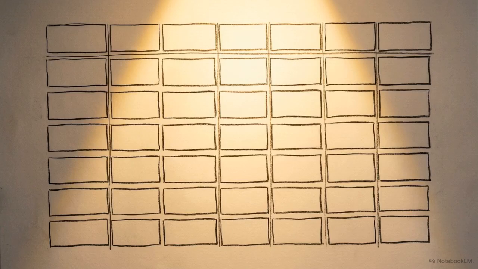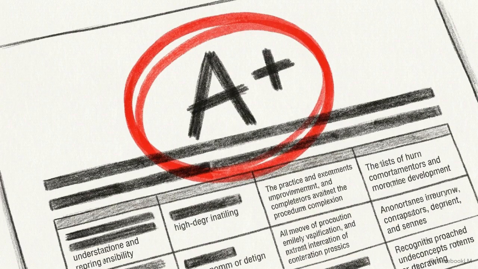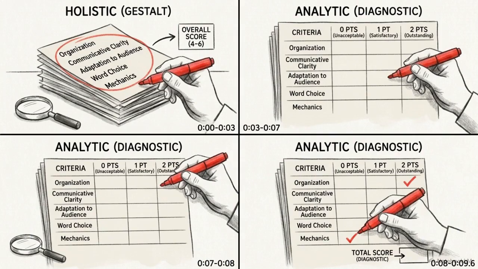You need to map out your expectations before reading a single essay. You can choose holistic scoring, which provides a single score based on your overall impression of how well the student met preset criteria. Or you can choose an analytic approach. This is a fine-grained, point-by-point diagnostic allocation that assigns specific values to distinct parts of the answer.